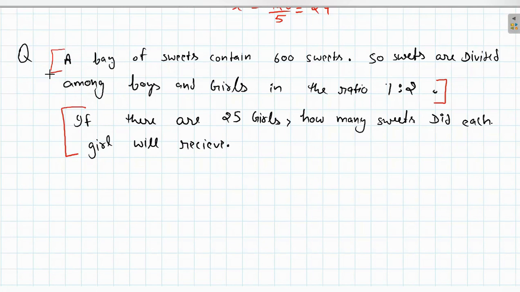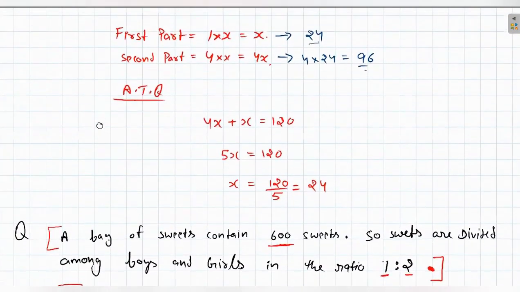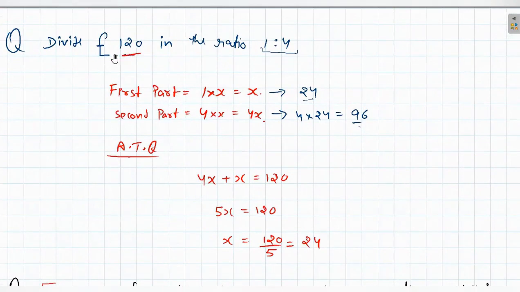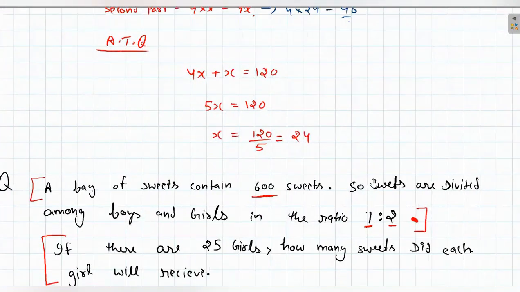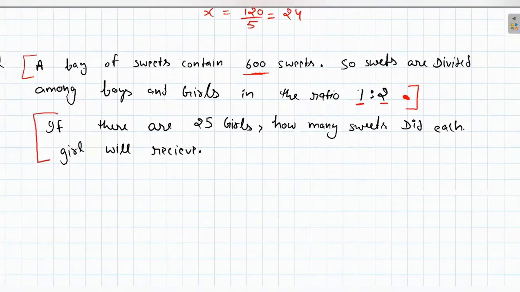Get it? If you read, the first step is always to read the statement carefully. So what do you get from the first part? When we get to the first full stop, he's saying we have 600 sweets and we have to divide them in a 1:2 ratio. This looks like the same question: we had 120 divided 1:4, now you have 600 divided 1:2. Yes or no? So what will you be doing?